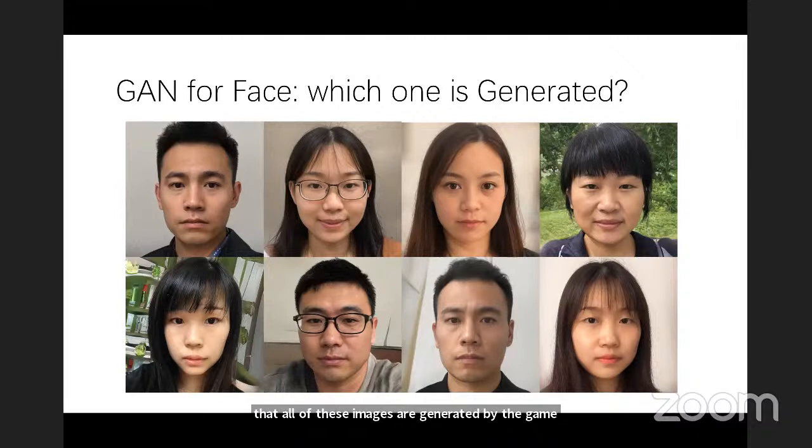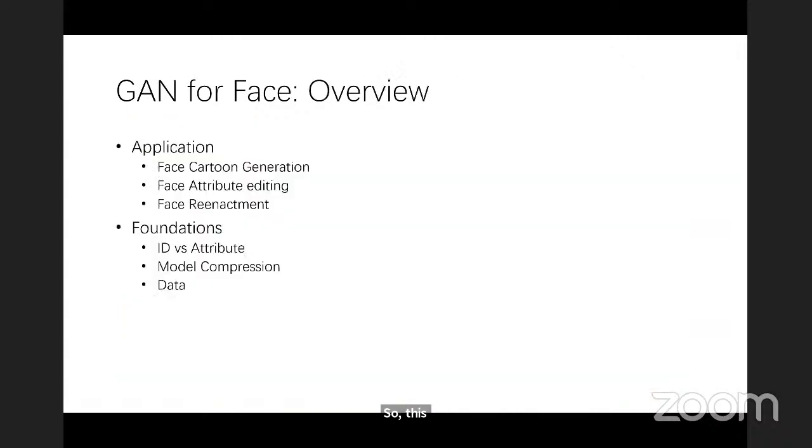So we can see that the image quality of the generated images is very good right now. Actually, if we take a look at the background part, we can see the results look kind of weird. For example, if you take a look at this background, the generation is not very good. But if we only look at the foreground, you can see the generated result actually is pretty good. So this is the overview of GAN for face.